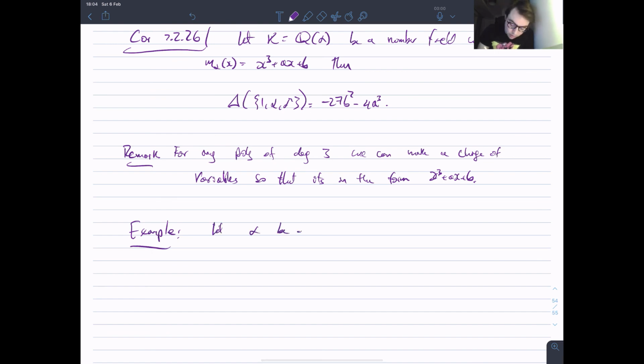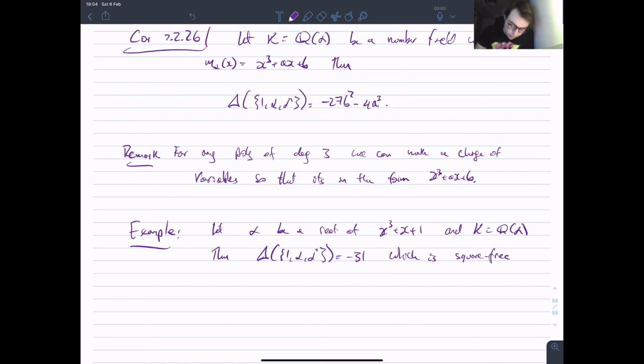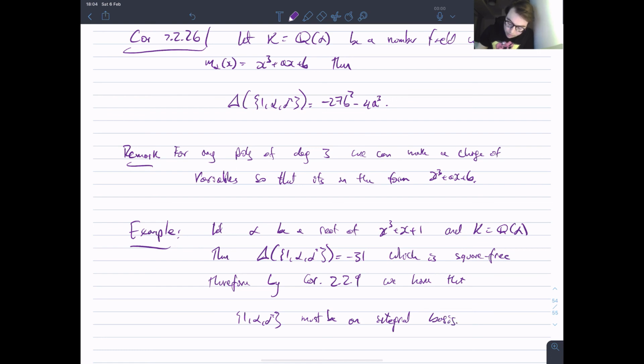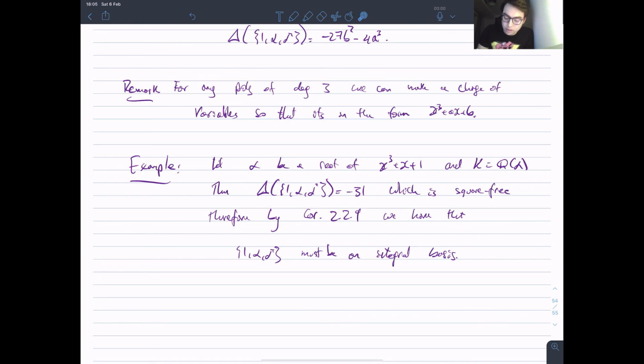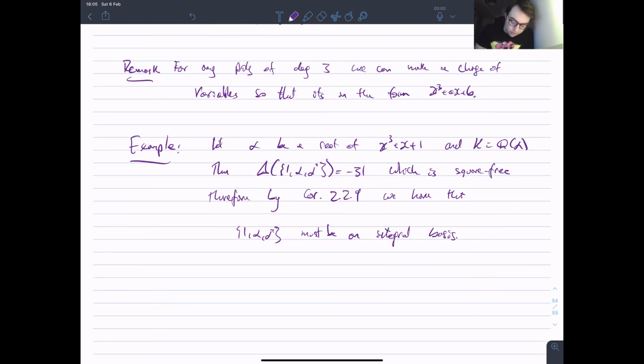So let alpha be a root of x cubed plus x plus 1, and K be the number field that it generates. Then immediately, we don't have to do any calculations. We know that the discriminant of 1, alpha, alpha squared is going to be minus 31, which I'm going to note is square free. And therefore, by corollary 2.2.9, we have that 1, alpha, alpha squared must be an integral basis. And we're done. We've figured out an integral basis here because once we knew the discriminant was square free, we're done. But we didn't have to calculate the discriminant. You don't have to do any matrix or calculate any big determinants. This is pretty simple.